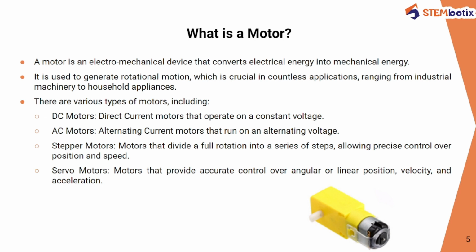There are various types of motors. DC motors, or direct current motors, operate on a constant voltage. After that, we have AC motors, which are alternating current motors that run on an alternating voltage. The third is stepper motors, which divide a full rotation into a series of steps, allowing precise control over position and speed. The fourth type is servo motors, which provide accurate control over angular or linear position, velocity and acceleration.